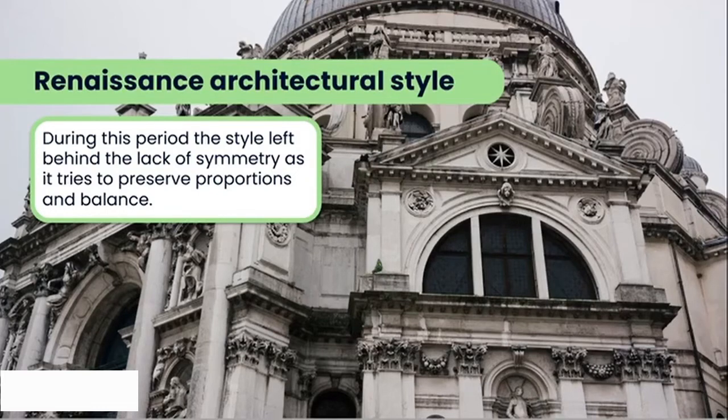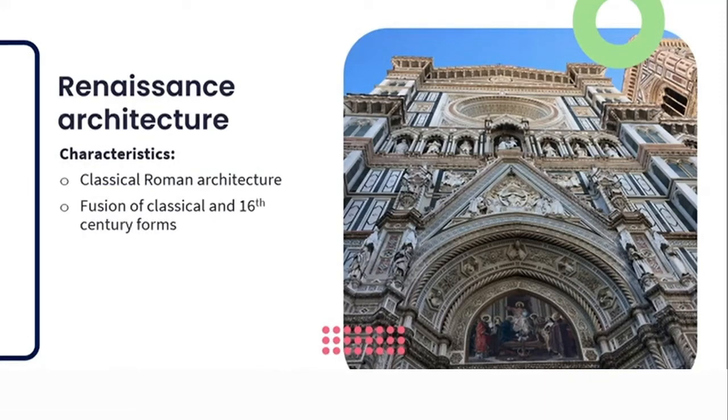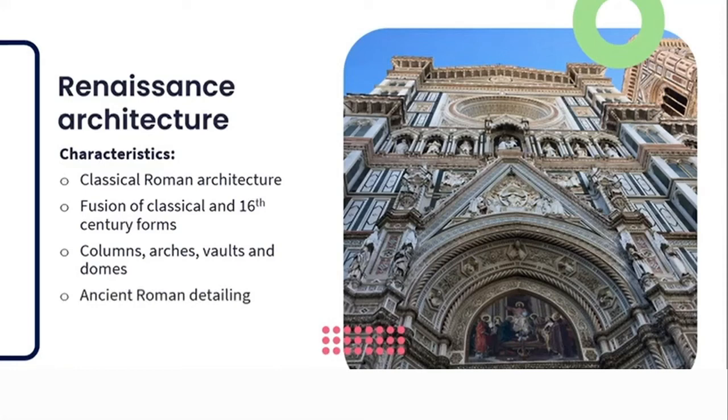This period is where we see the enjoyment of lush and vibrant spaces. So let's take a look at some of the key characteristics of this architectural style. This style has a distinct feature of classic and Roman architecture. It creates a fusion of classical and the 16th century forms. This style featured the foundational architectural concepts such as facades, columns, arches, and vaults. We see the ancient Roman detailing style in this Renaissance period, as well as this being a decorative and ornamental architectural style, which was widespread across Europe.